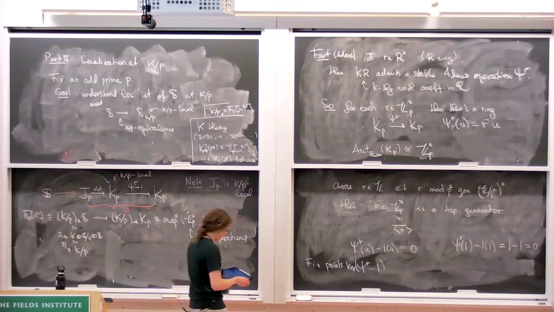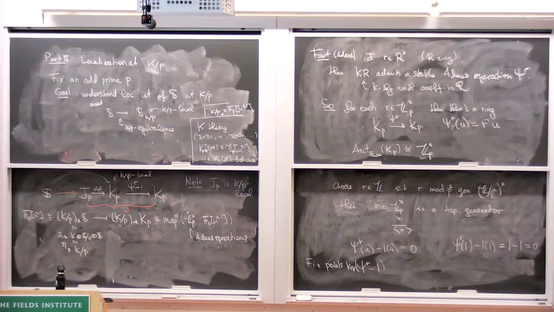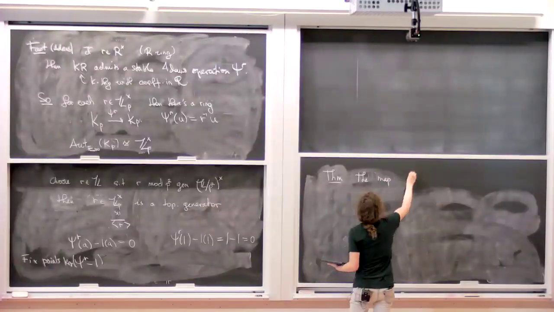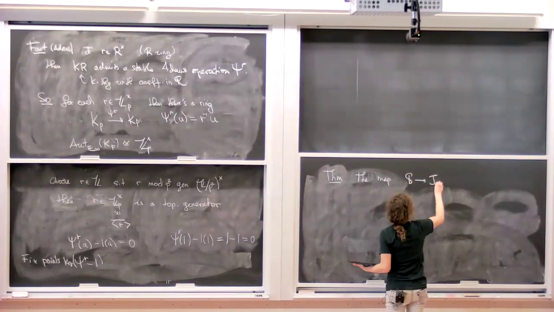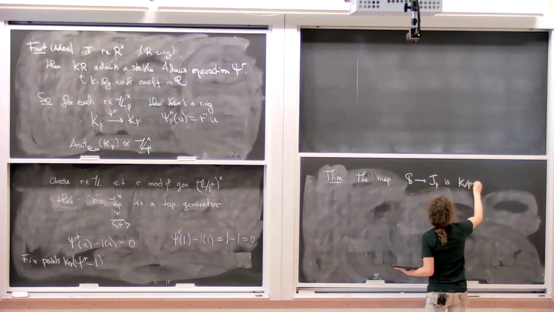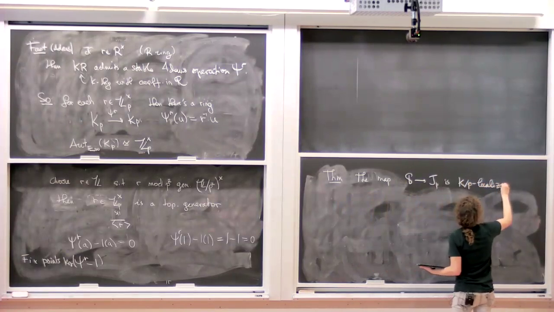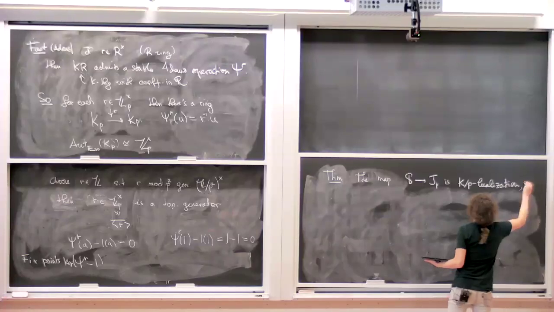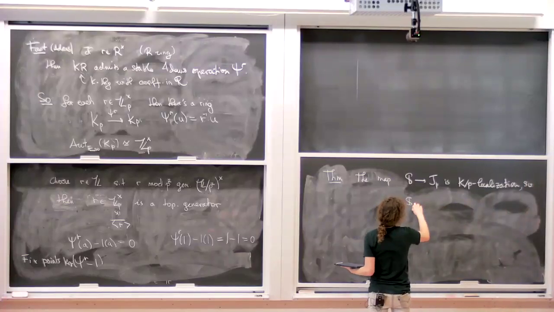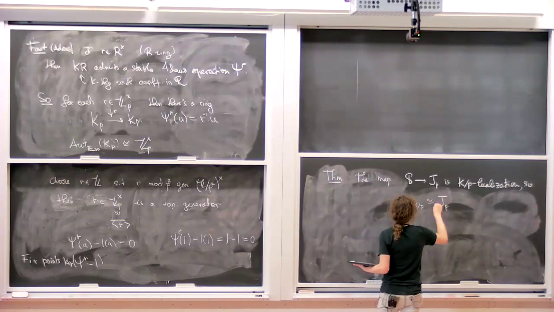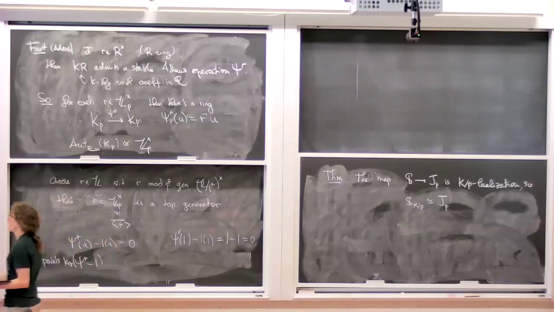Okay, so let me write that down. The theorem, let's see, is that S to the spectrum. Okay, this spectrum is called the J spectrum.